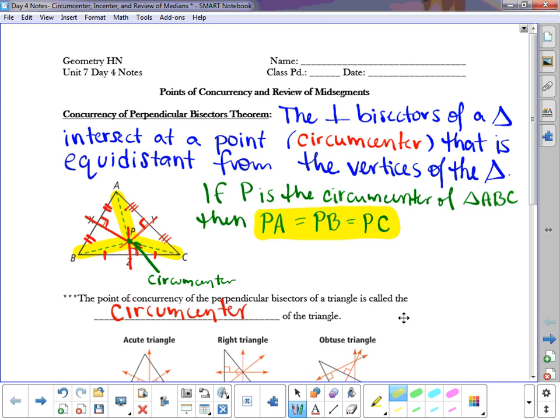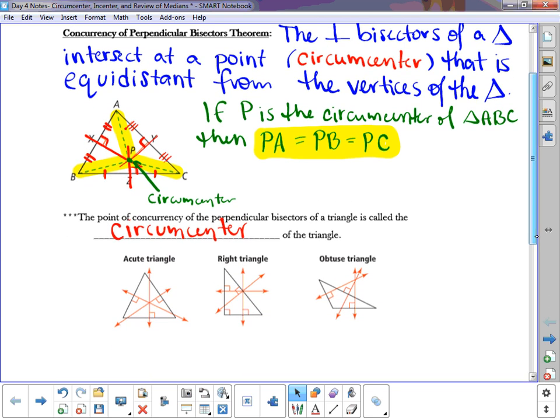Now, we do have three different types of triangles: acute, right, and obtuse. Depending on what type of triangle you have, that will determine where your circumcenter falls. I copied this diagram from the book because it draws it out nicely for us. If I have an acute triangle, my circumcenter is inside my triangle. If I have a right triangle, it ends up being on one of the sides of the triangle. And with an obtuse triangle, it ends up falling outside of my triangle.